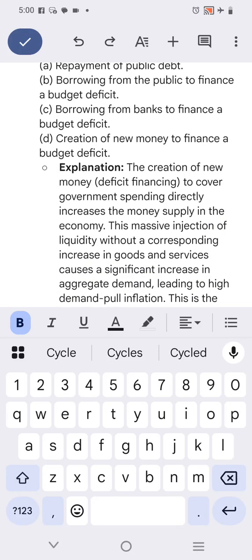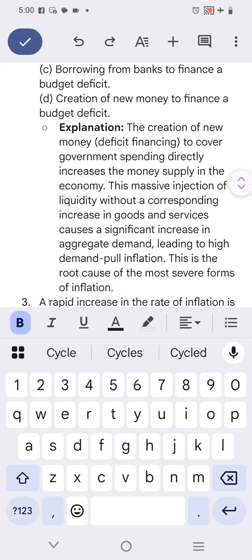So, explanation: the creation of new money, deficit financing, to cover government spending directly increases the money supply in the economy. This massive injection of liquidity without a corresponding increase in goods and services causes a significant increase in aggregate demand. So creation of new money is the answer. This is the root cause of the most severe forms of inflation.